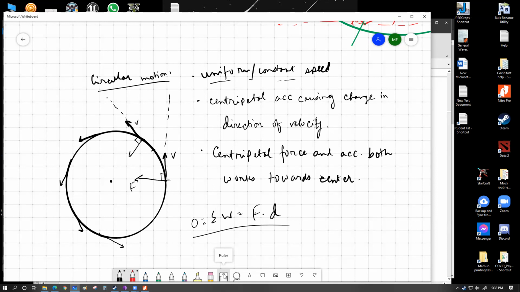So that's another concept for the work energy power chapter, but that's basically what you have to know for circular motion.